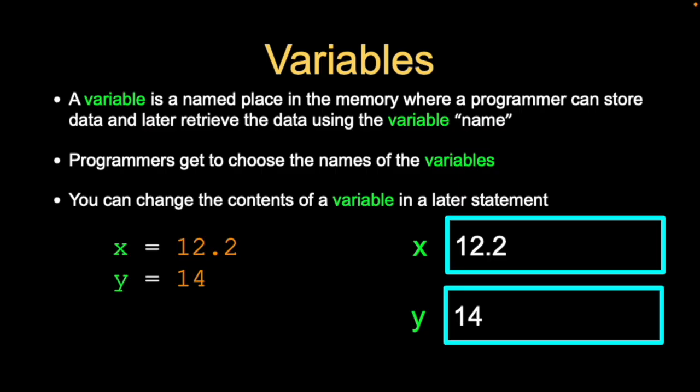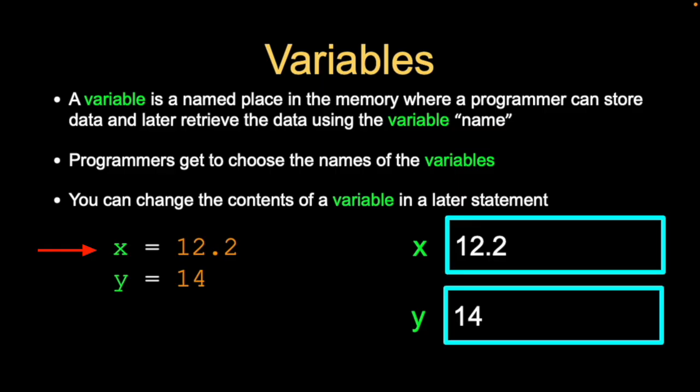Here's a slide. It's like the fifth slide of that class. A variable is a named place in memory where a programmer can store data and then later retrieve it using the name of the variable. Programmers get to choose the names of the variables. They're like labels on a memory location, and you can change the contents of a variable in a later statement.